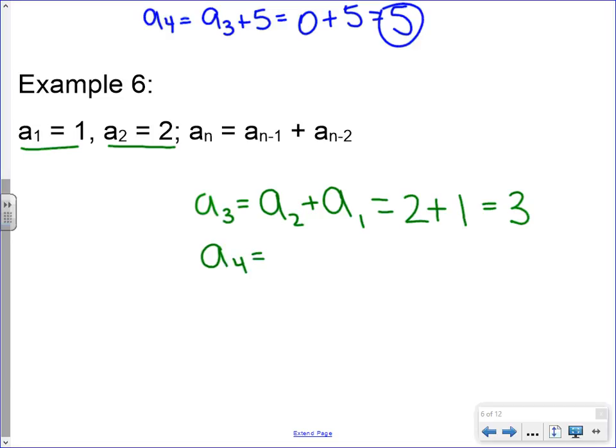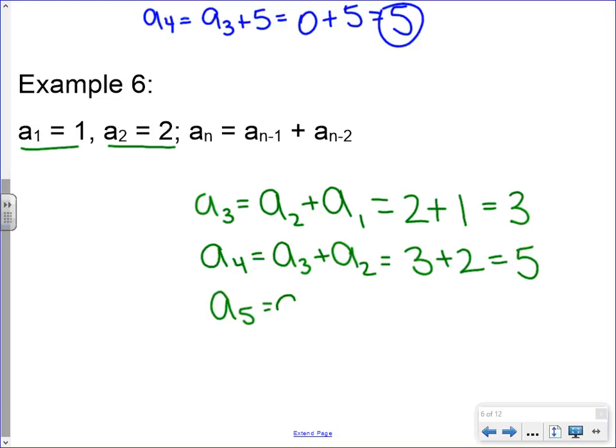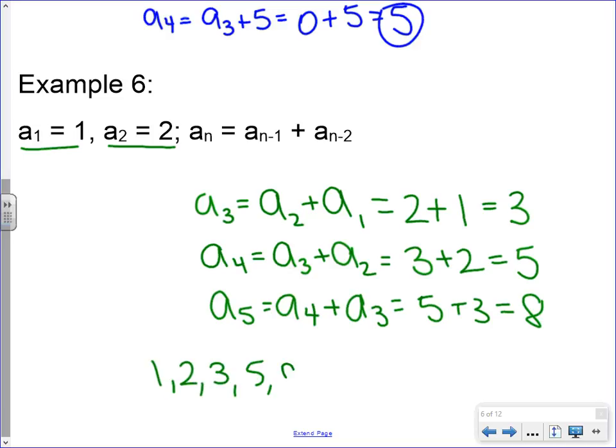Our fourth term, if n is 4, that means n minus 1 is 3, and n minus 2 is 2. So our fourth term is the third term plus the second term, which would be 3 plus 2, which is 5. And then the fifth term would be the fourth term plus the third term, which is 8. So we have 1, 2, 3, 5, 8. Those would be the first 5 terms of the sequence.